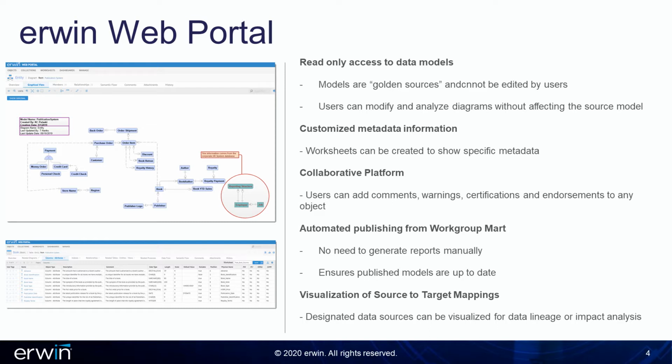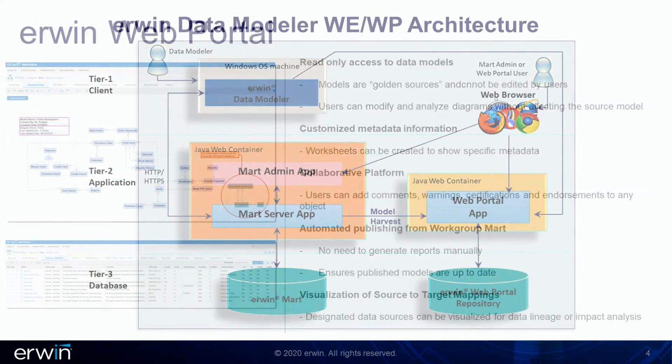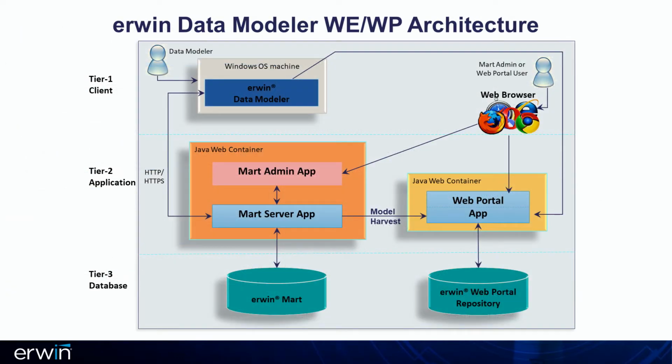table. This whole process can be automated by harvesting models from the workgroup MART and publishing them to the web portal on a scheduled basis. And finally, if you're taking advantage of source-to-target mappings with Erwin data models, those can be visualized for data lineage or impact analysis. The structure of this integration with the Workgroup Edition is shown here.